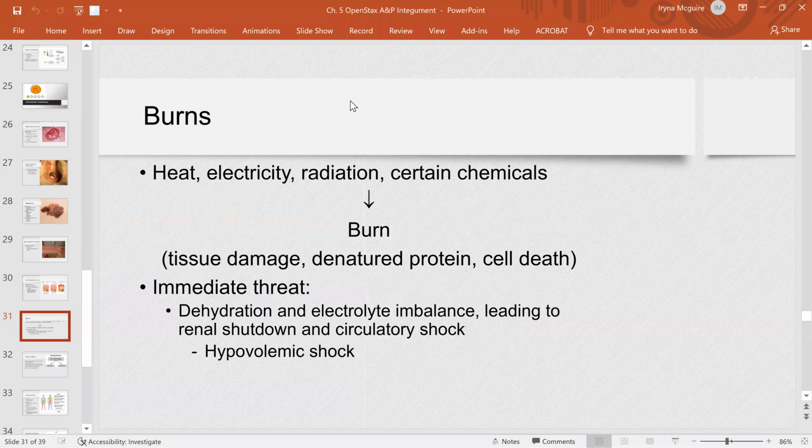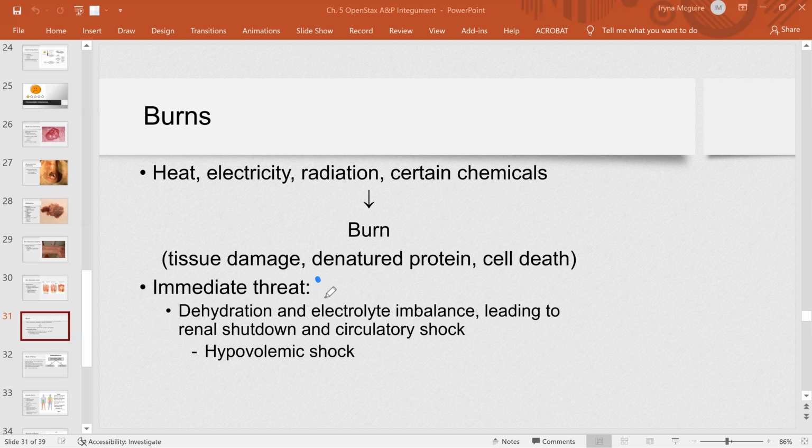Burns. Now, what is a burn? It's heat, electrical, radiation, the other type of radiation, certain chemicals. You can even, for example, if vinegar gets on your skin, it can also cause a chemical burn. And of course, it can be a burn from heat. But it's damage of the tissue, denaturation of protein, and cell death.